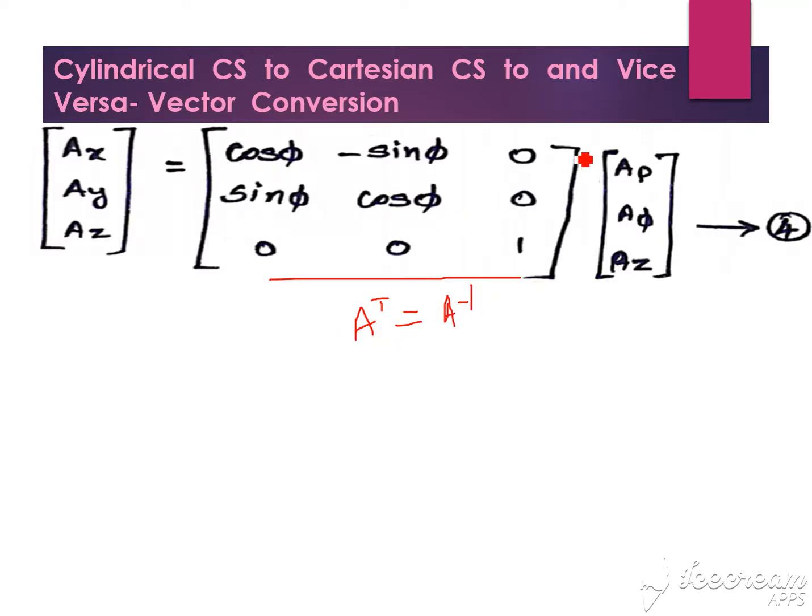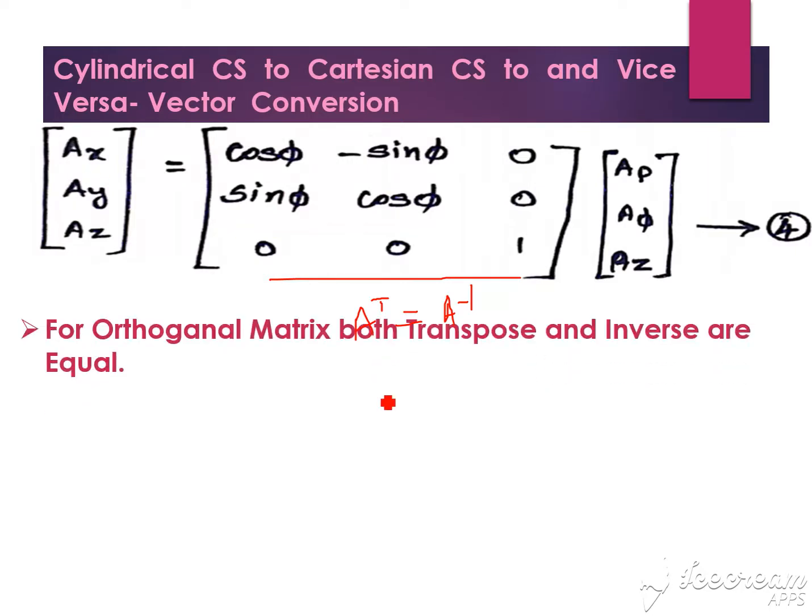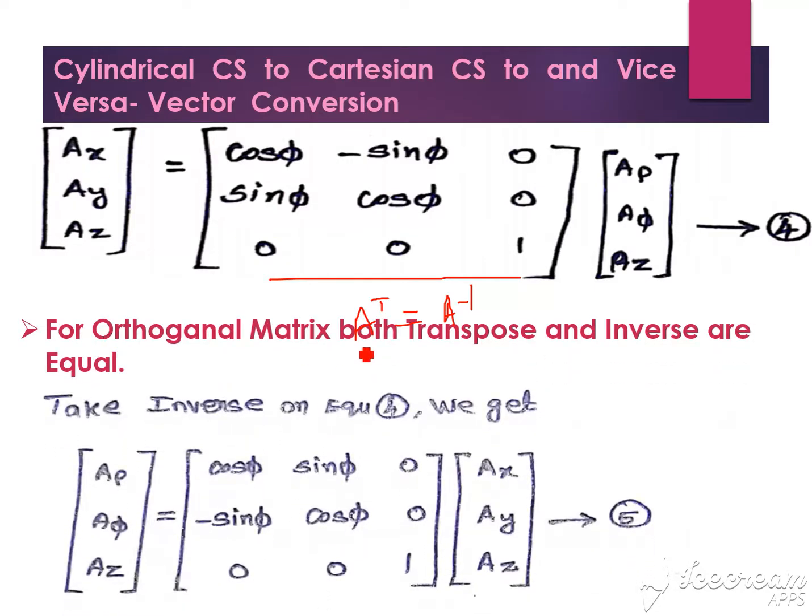Now simply we can write A rho, A phi, A z is equal to the transpose of this matrix multiplied with Ax, Ay, Az. For an orthogonal matrix, both the transpose and inverse are equal. Take the inverse of equation 4, then we get this equation.